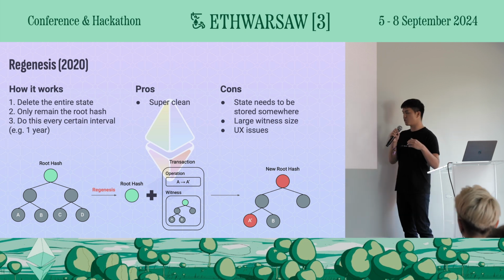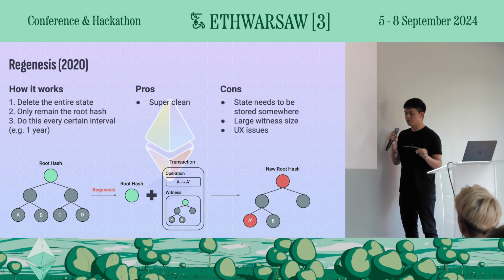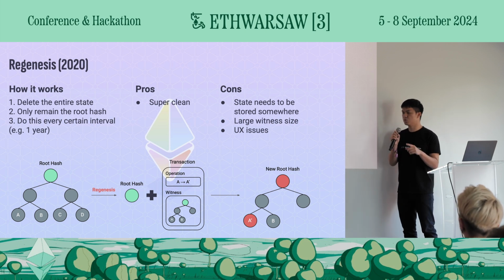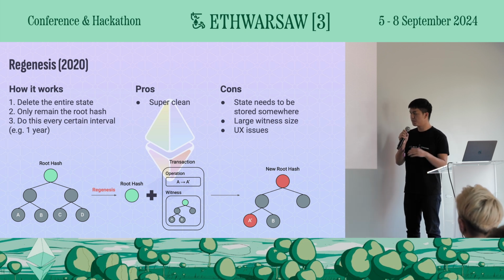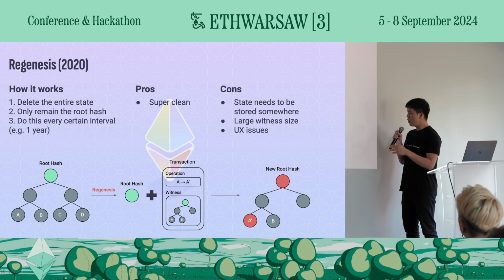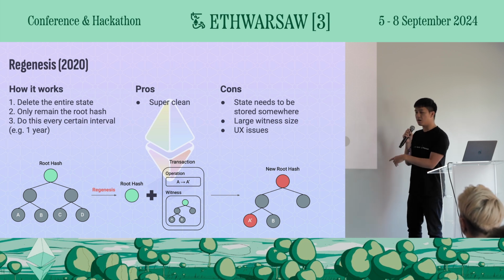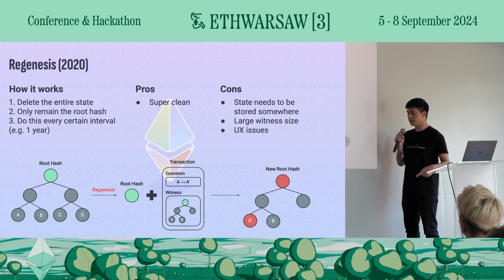Let's say there's a transaction and you want to access the state again and do something with it. The transaction now should contain the operation to change A to something else, and also the witness. The witness here refers to an MPT proof, a proof that states that this particular value exists in the pre-regenesis state. With this, after validating that the witness is correct, you can append this state back to the current state and do the operation with it. We repeat this every certain interval.